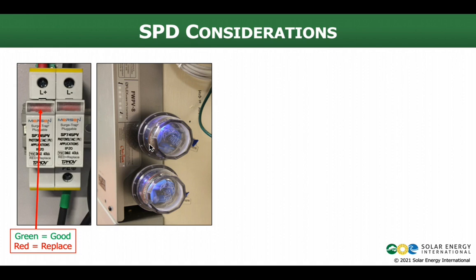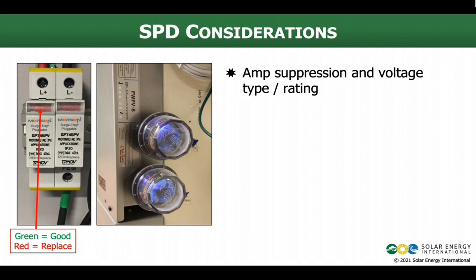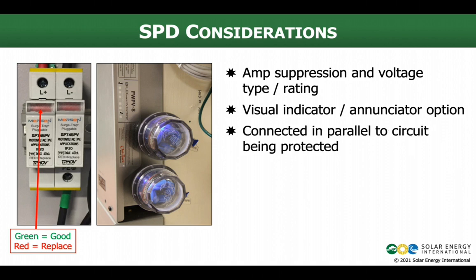Here's another type of PV-specific surge protection device mounted on a combiner box as well. Lots of different options out there, but things we want to think about are the amp suppression and voltage type and rating. Of course, it's going to need to match the system that we're installing it in. Is it a DC circuit? Is it an AC circuit? What is that voltage level that we're dealing with? The visual indicator is a great thing to have. Most, but not all of them have that. There are other options too for remote annunciators where it could be tied into a data acquisition system and give you an indication that, hey, there was a surge, time to replace the device.